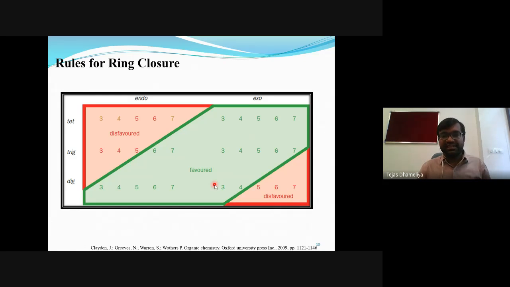Then this is the red and green colored one, which highlights the rules for ring closure. If you want to refer to the depth of this, then go to this reference, Organic Chemistry by Clayden, Jonathan Clayden, then Greeves, Warren, Wothers. In this, at this page number, published in 2009, Oxford University Press, you will find this figure. Okay. Now let us go ahead with Baldwin's rule further.